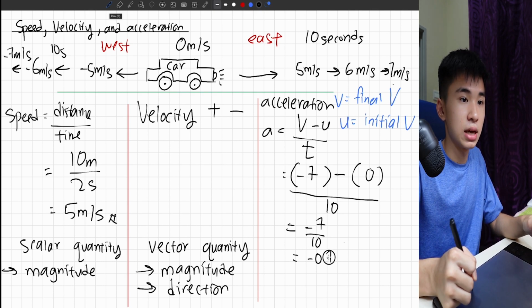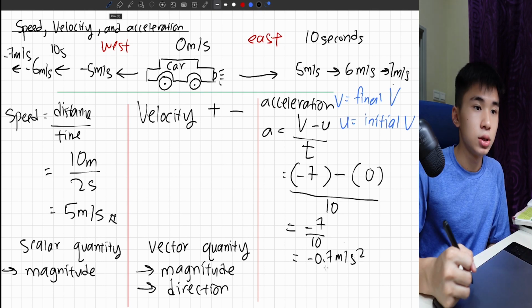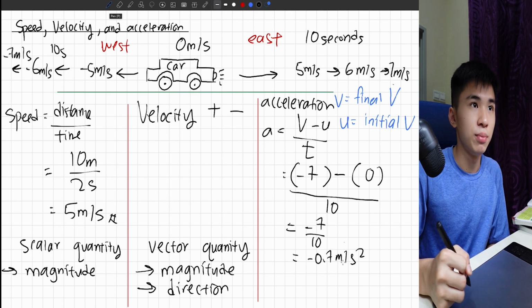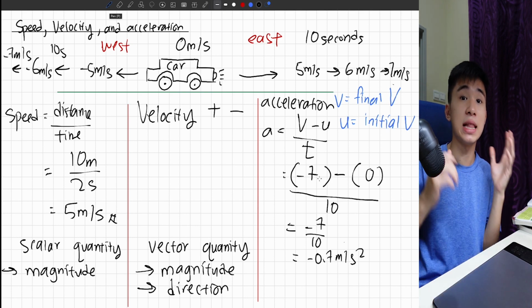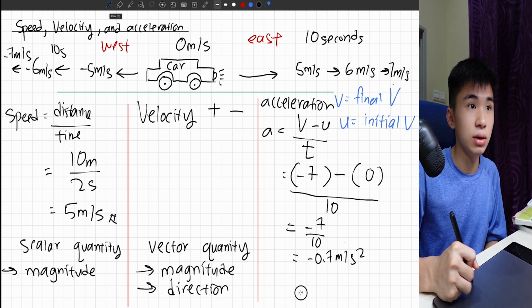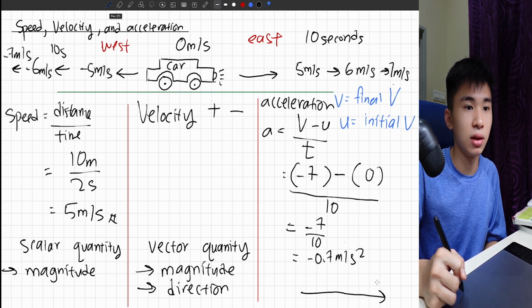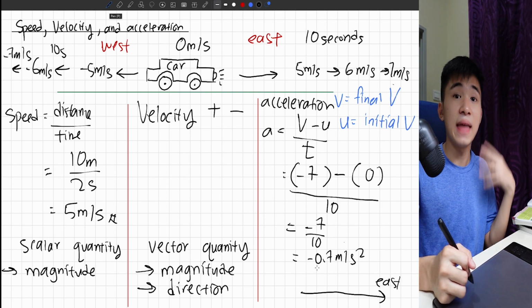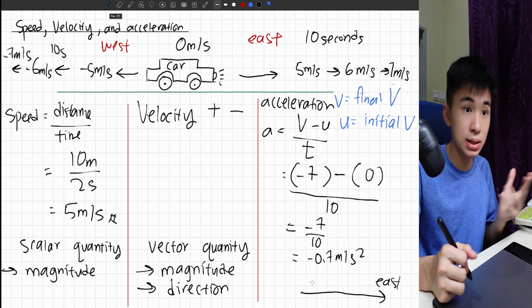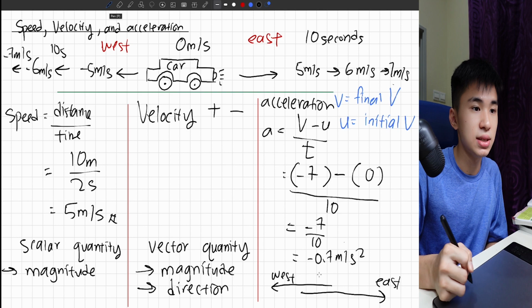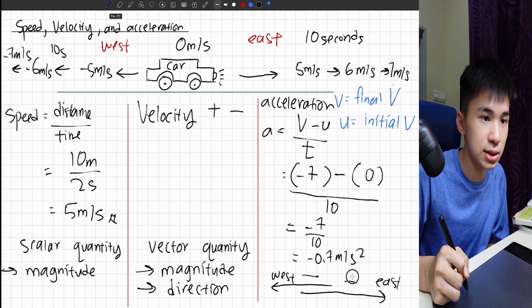Negative 0.7 meters per second squared. Okay, so our acceleration has this negative sign, which means our car is still accelerating. It's just in a different direction. Our car is basically accelerating in the east direction, but we can still have a negative acceleration, which means it is accelerating in our west direction. So this is going to be minus, this is going to be plus.